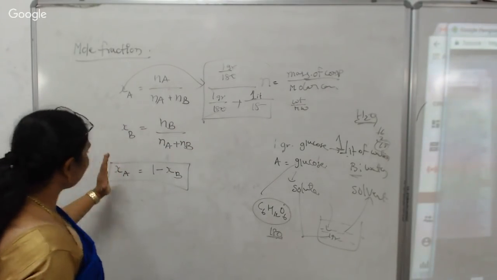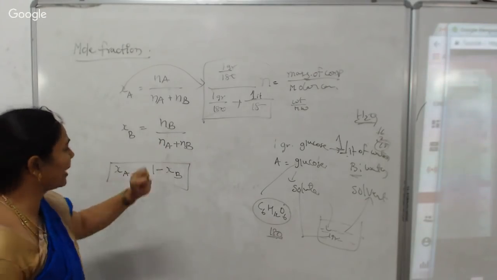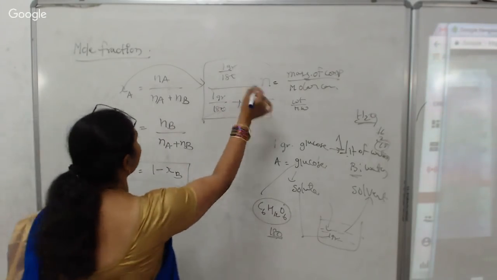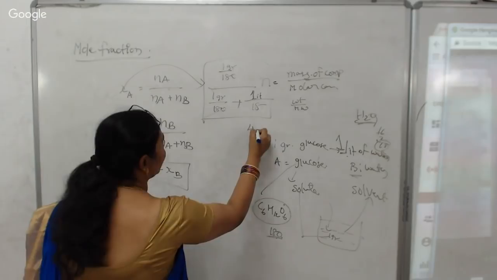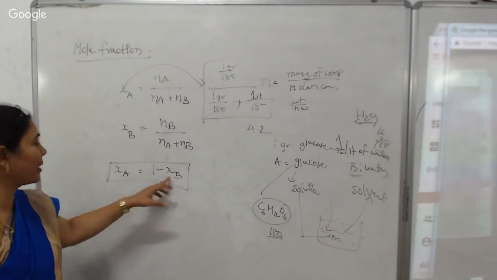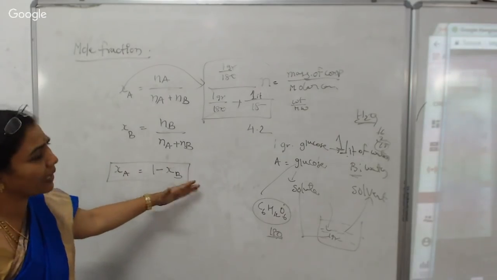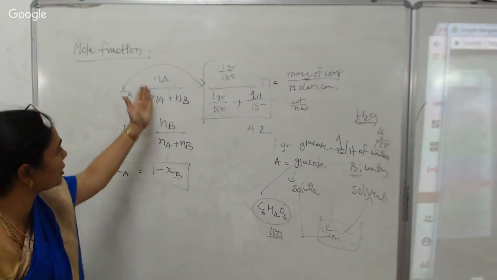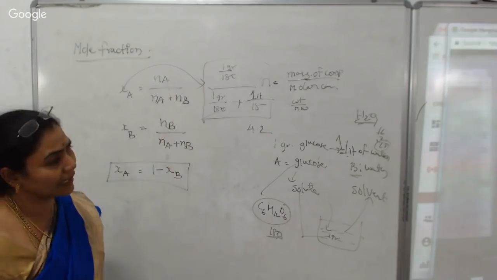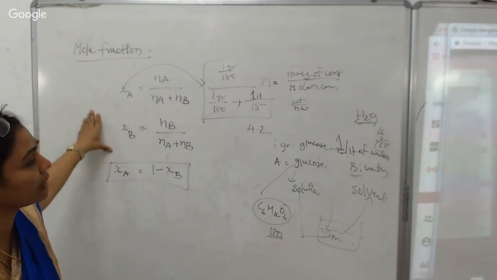Okay, and suppose for the final answer I got Xa as some value. Then Xb you can calculate. Otherwise, if you want Xa, just take 1 minus Xb and you will get the answer. Otherwise you write down this answer and this answer. That is your wish. Okay, this is called the mole fraction.